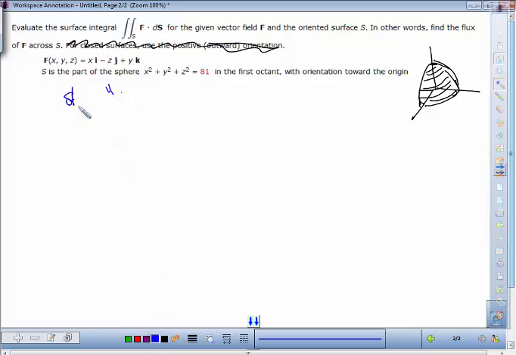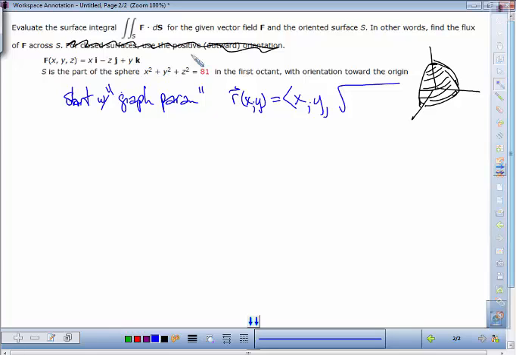Start with graph parameterization, which is saying that your parameterization is going to be a function of x and y, and that's x is x, y is y, and then z is this complicated looking thing. We're just talking about the top half of the sphere, so that makes it easy to not worry about the negative, positive and negative square roots.